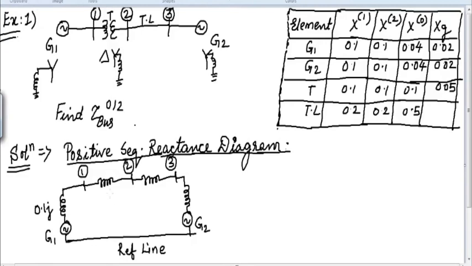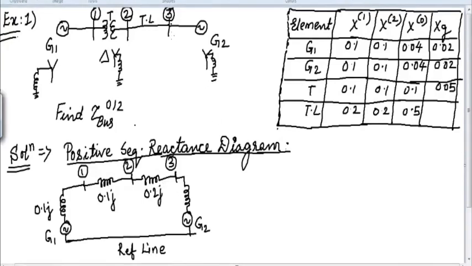Okay, then from 1 to 2 we have a transformer, so we have to go to the transformer row and X1 column. So again it is 0.1, so we will write here 0.1 J. Then from 2 to 3 there is a transmission line. You can see here in the actual diagram, from 2 to 3 there is a transmission line. So we have to go to the row of the transmission line and the column of X1. So the transmission line value is given as 0.2 J.